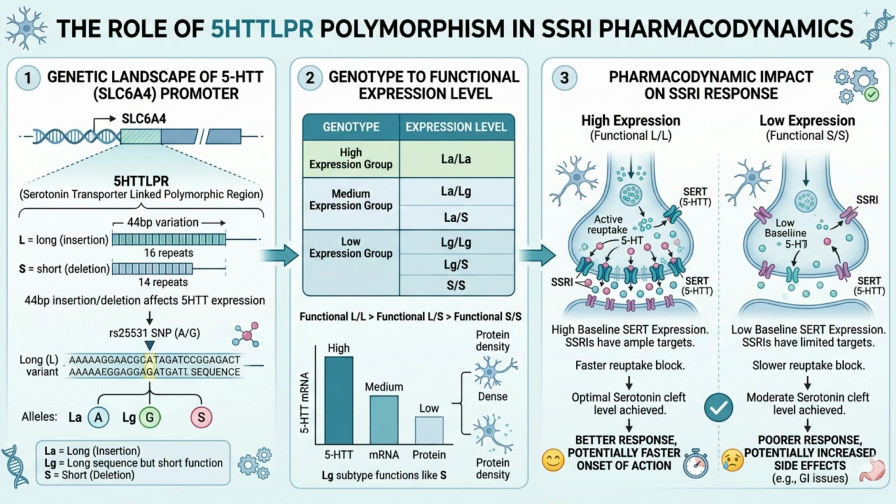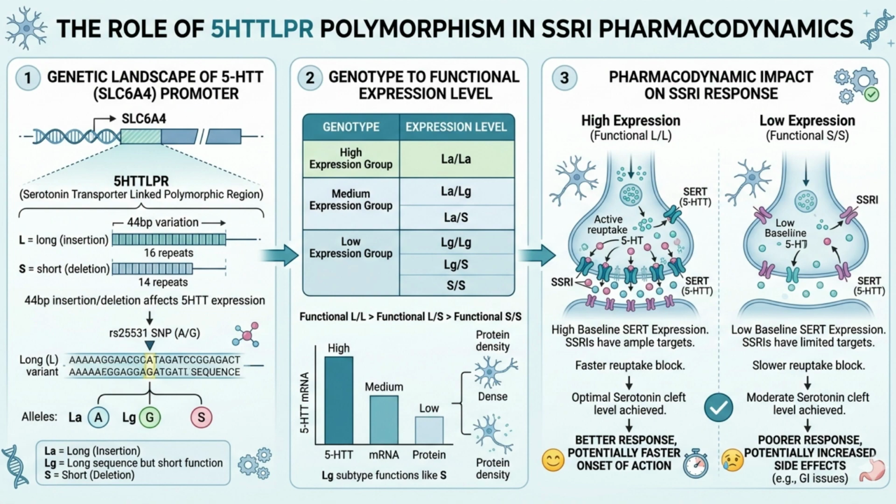Moving to panel 2, we map these genotypes to functional expression levels. This dictates how many transporter proteins you ultimately produce. We categorize this into functional groups. The highest expression group is functional LL, meaning LA. The functional low group includes functional SS and functional LS patients who carry the functional poor LG variant.